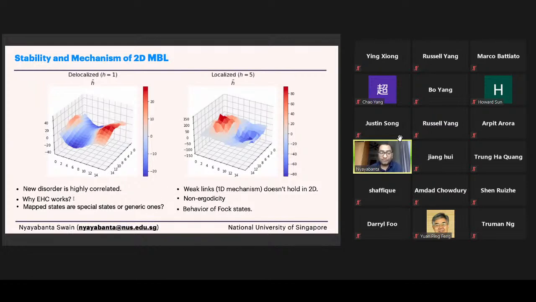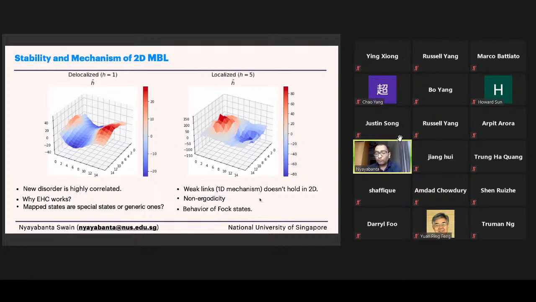Why is this ESC even worse? The thing is, it is still ongoing work. But what we found is that the so-called new disorders are highly correlated, in contrast to the original disorder, which is highly random. And we also want to propose a mechanism for why this MBL is stable in 2D.